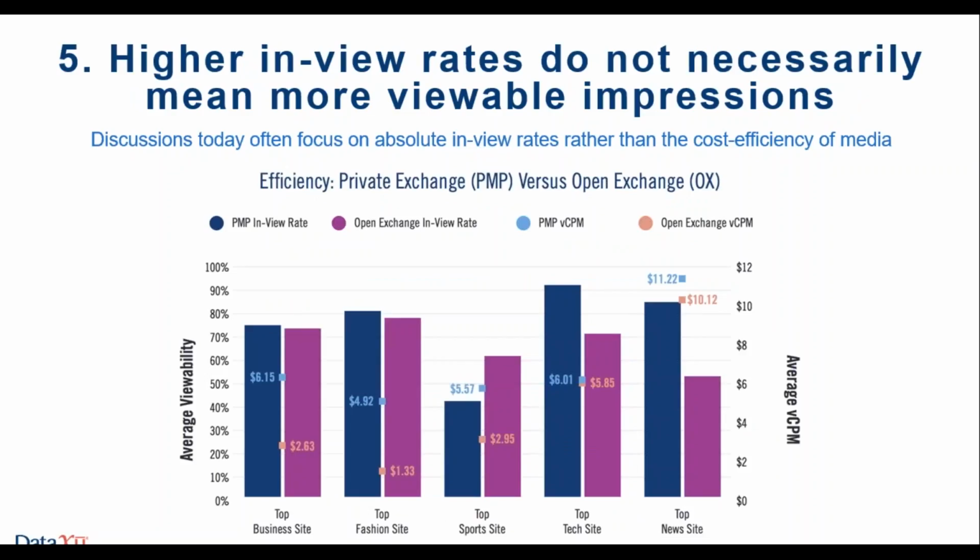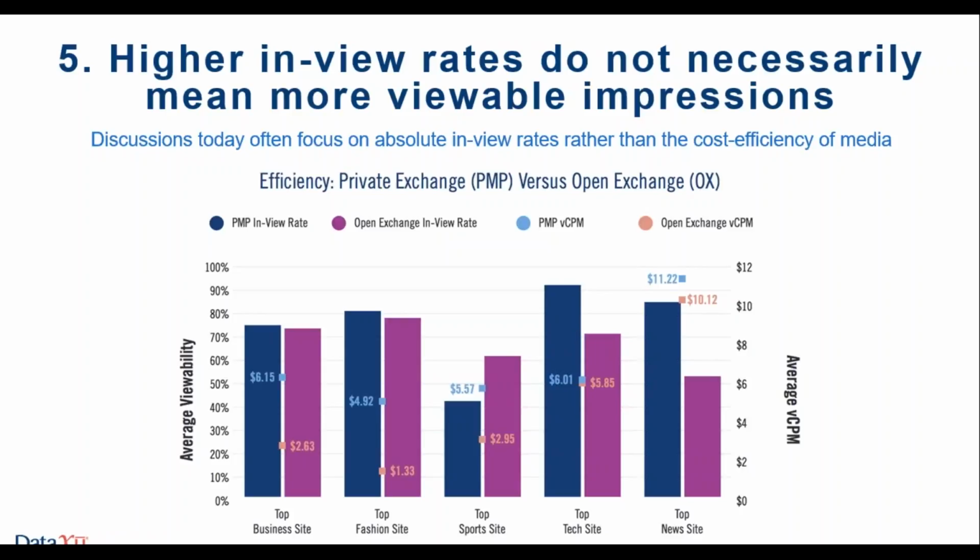And so moving on to the next slide, if we double click on this concept of efficiency of in-view impressions, it brings us to a pretty interesting insight here. We clearly saw that higher in-view rates does not necessarily mean you're going to get more viewable impressions for a given buy. So if we look not only at the in-view rates, but the vCPM of the impressions made on these top publishers, we can see that those in-view rates do come at a price.